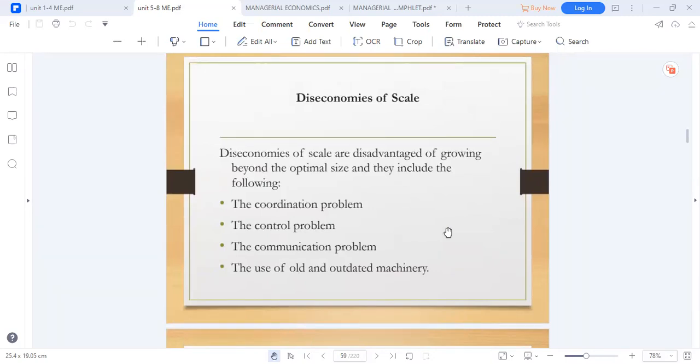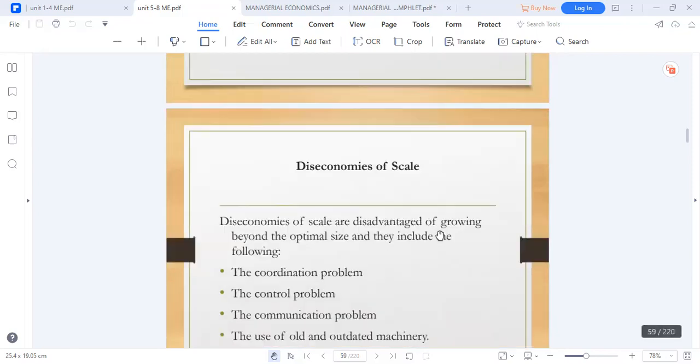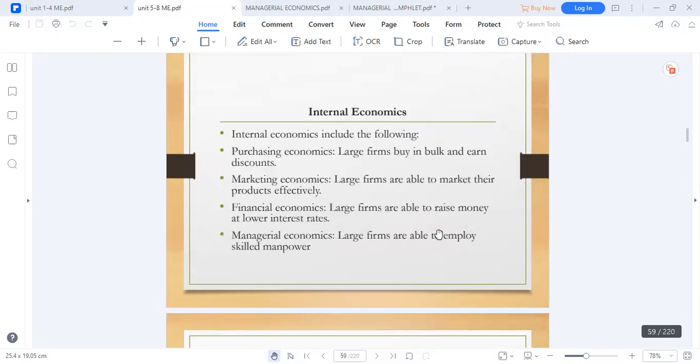Economies of scale. Yes, please. Sorry to take you back on the internal economies of scale. When you say marketing economies, large firms are able to market their products effectively. Just elaborate more on it and how they're able to attain the economies of scale in that aspect.